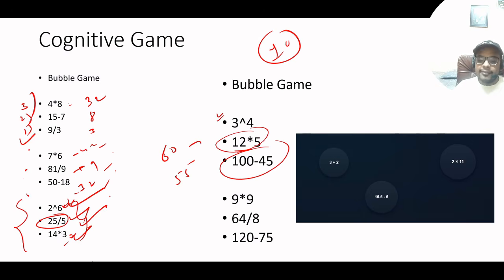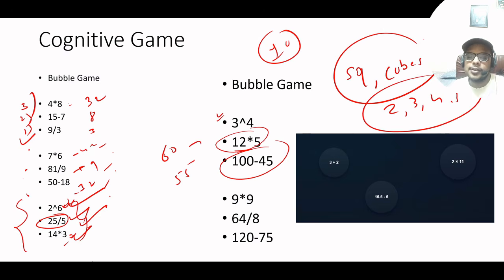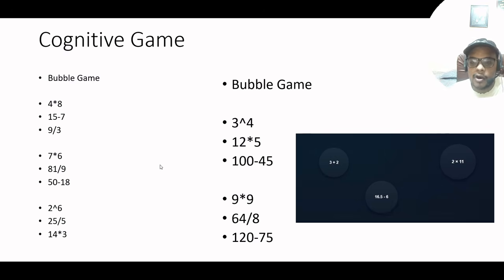For this I would suggest one thing: please learn the squares and cubes for some values, like for 2, 3, 4, and 5. Please learn the squares and cubes because it will help you in the cognitive assessment, so that if it comes in your question, you can easily click that bubble in less time.